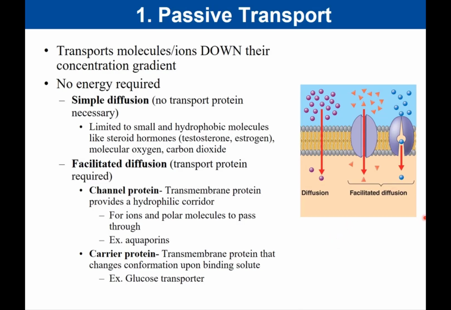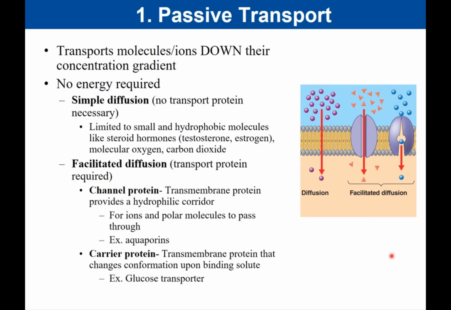There are also what are called carrier proteins. And these are transmembrane proteins that not only provide a corridor for things to cross, but they actually change their conformation, which is their shape, upon binding to the solute. So on one side, it'll open up, the solute will come in and bind, the transport protein will change its shape, and now open up to the inside and release that solute into the cell, for example. Again, these are going to go from high concentration to low because they're passive transport.